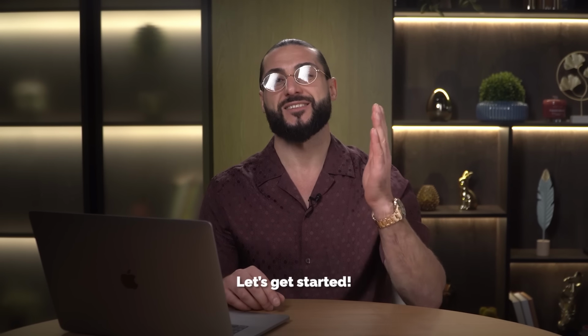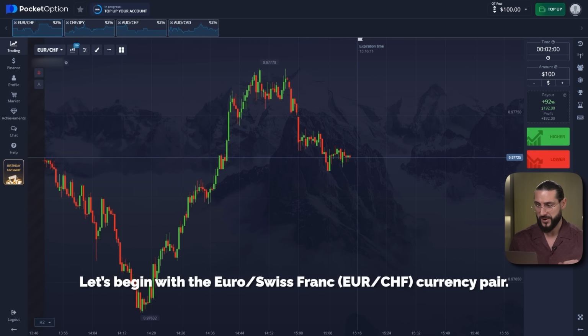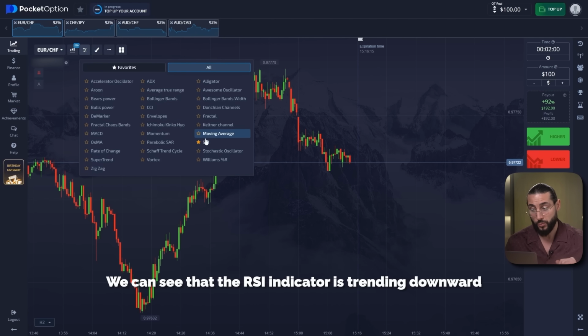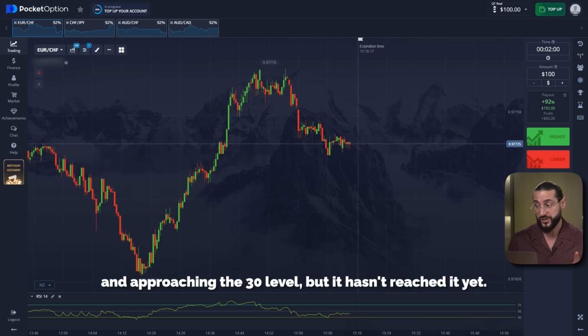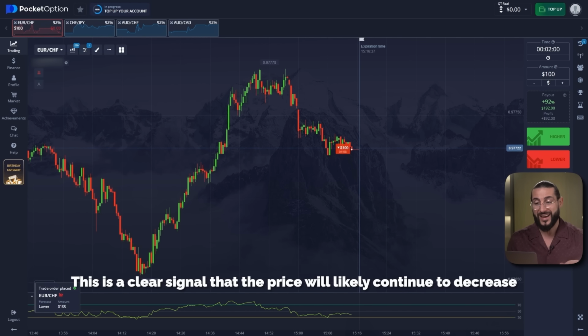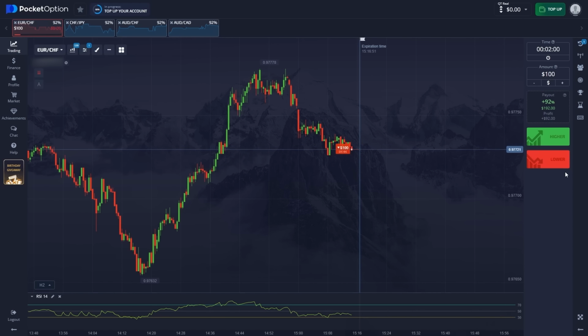Let's get started. Let's begin with the Euro-Swiss franc currency pair. We can see that the RSI indicator is trending downward and approaching the 30 level, but it hasn't reached it yet. This is a clear signal that the price will likely continue to decrease. I'm entering a sell trade with an amount of $100 on a 2-minute time frame.